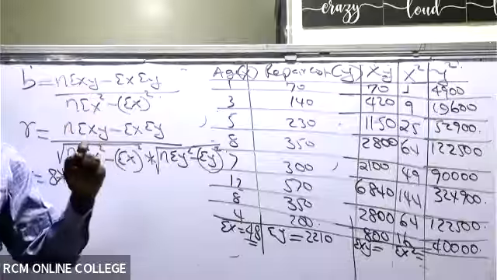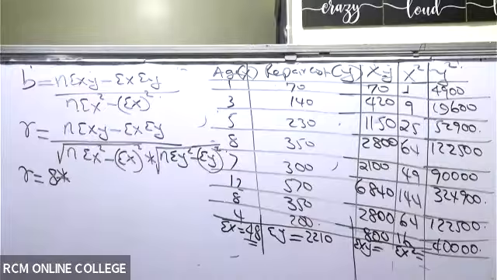Is there somebody who can remind Mwalimu what the sum of xy was? Anybody who can remind Mwalimu the summation of xy?